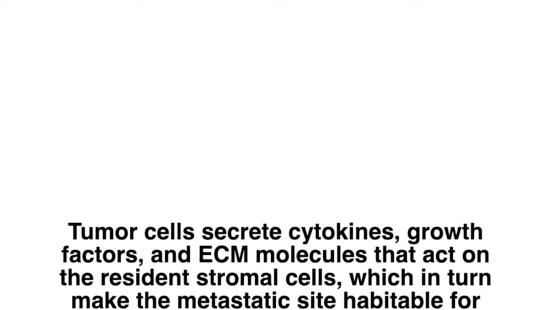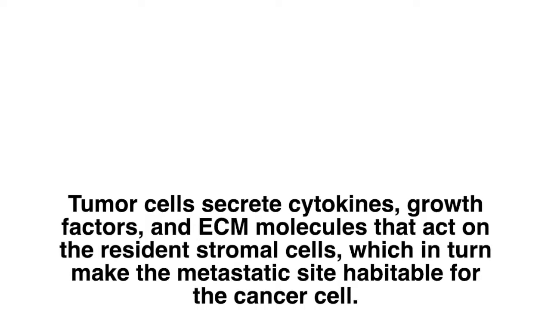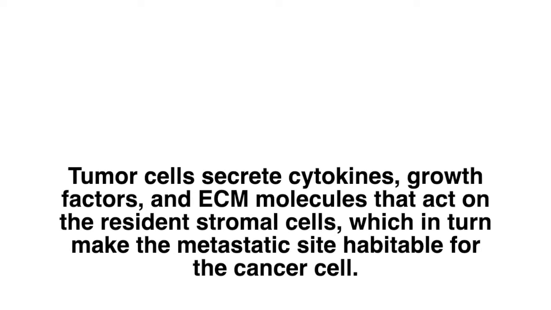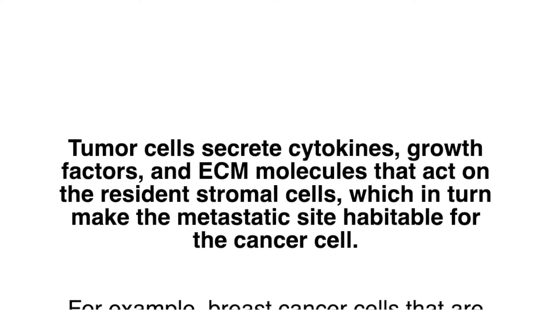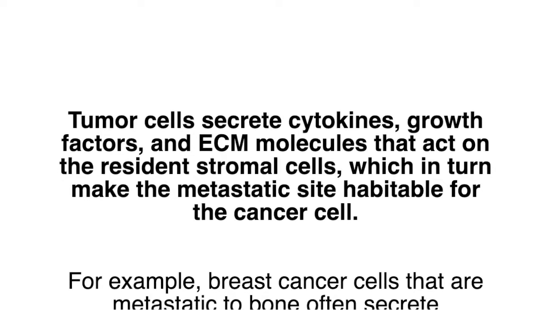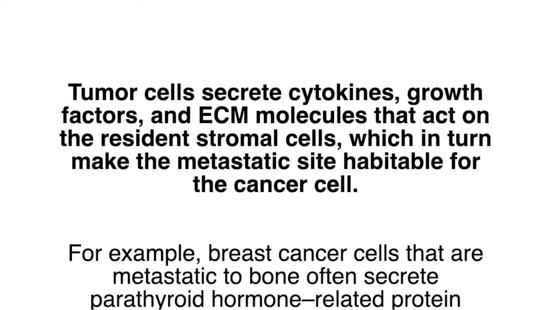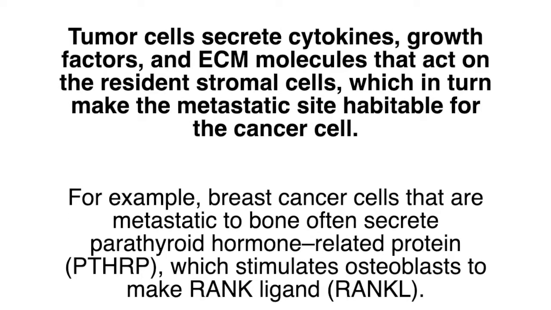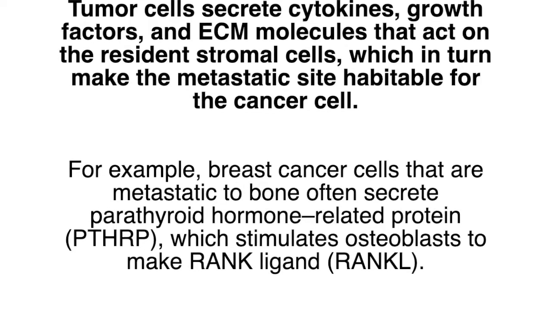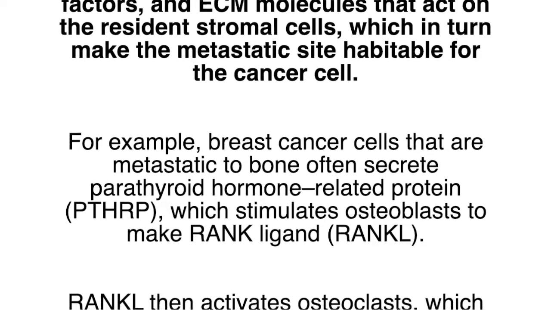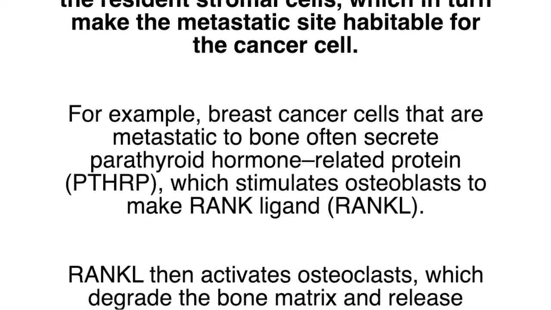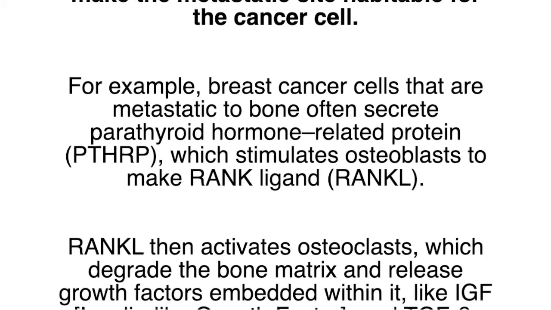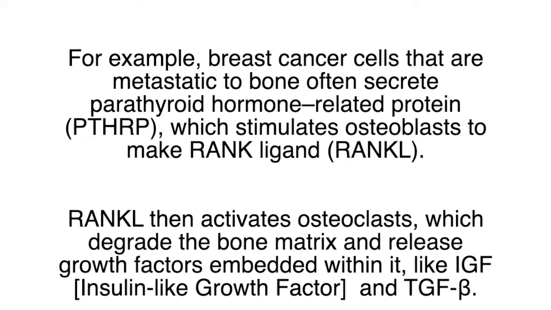Tumor cells secrete cytokines, growth factors, and ECM molecules that act on the resident stromal cells, which in turn make the metastatic site habitable for the cancer cell. For example, breast cancer cells that are metastatic to bone often secrete parathyroid hormone related protein, PTHRP, which stimulates osteoblasts to make RANK ligand, that is RANKL.